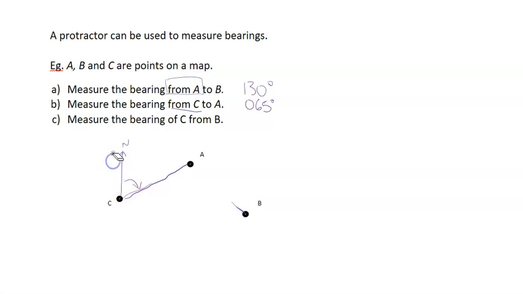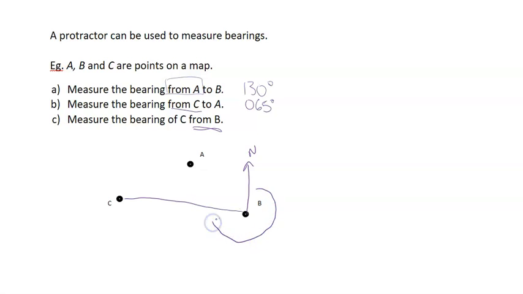Now, C from B is a little bit tricky. If we're going from B, B needs to have north, and we need to then go to C. And remember, we've always got to go clockwise, so we've got to go all the way around that side to get to C. So we do need to measure that reflex angle, or we could measure what this one is and subtract it from 360 to get the angle going all the way around. Either way, you need to come up with the angle of 277, roughly.